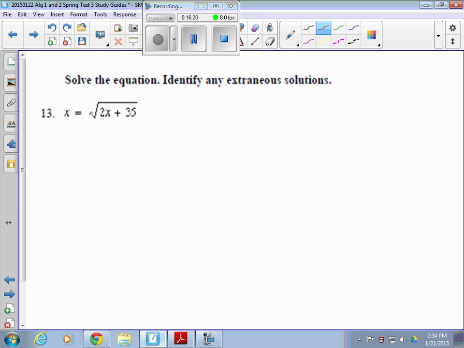Solve the equation. Identify any extraneous solutions. Again, this symbol acts like parentheses. It acts like a grouping symbol. So you can't undo plus 35. You have to undo the square root by squaring it. If you do it there, do it here. What you have now is x squared equals 2x plus 35.